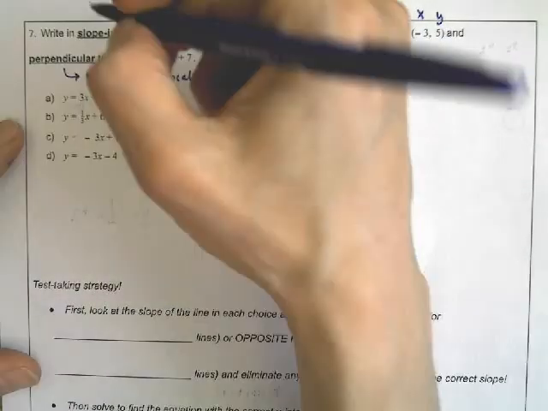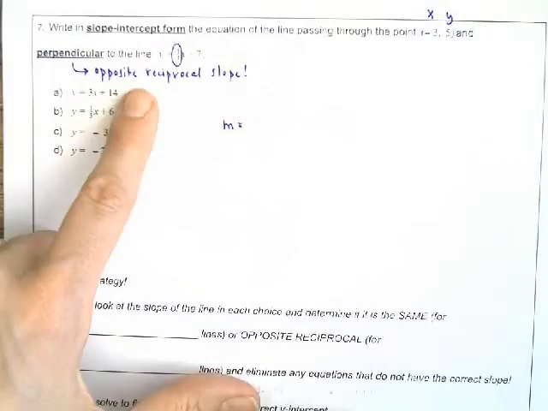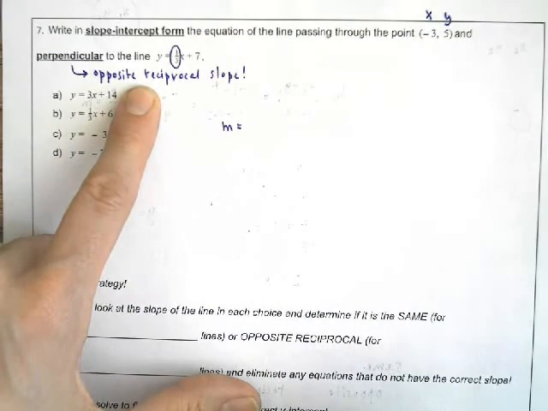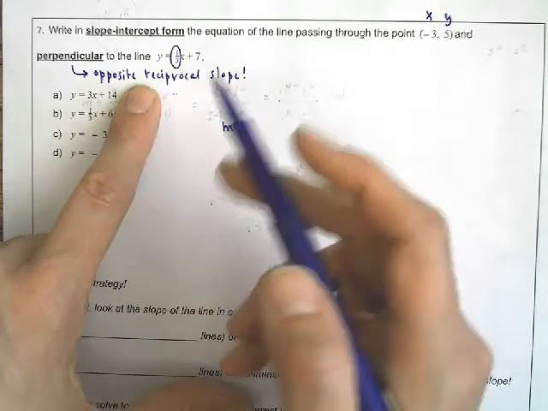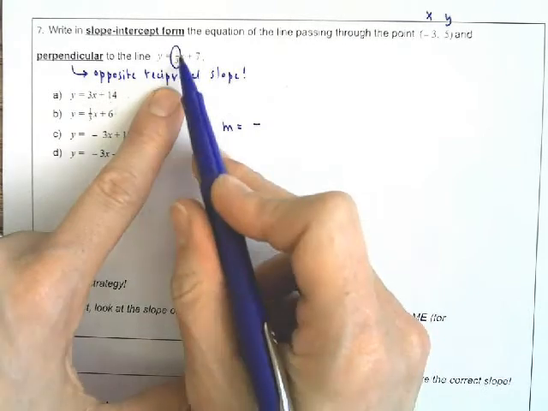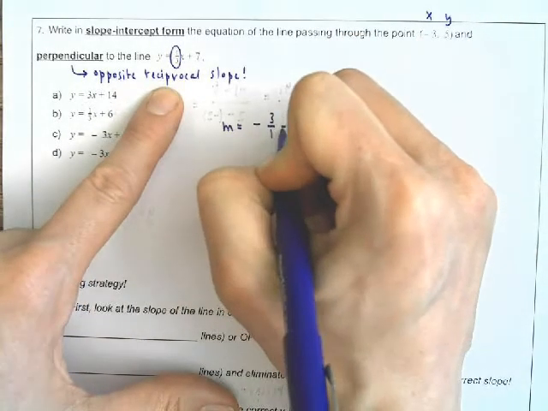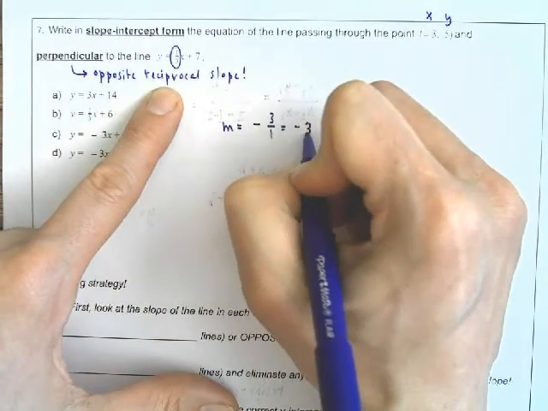So my slope, let's see, the slope of my original line is 1 over 3. If I need the opposite reciprocal, I'm going to take this positive slope, and mine needs to be negative. Then I need to flip that fraction, so 1 over 3 becomes 3 over 1. So my slope is negative 3.